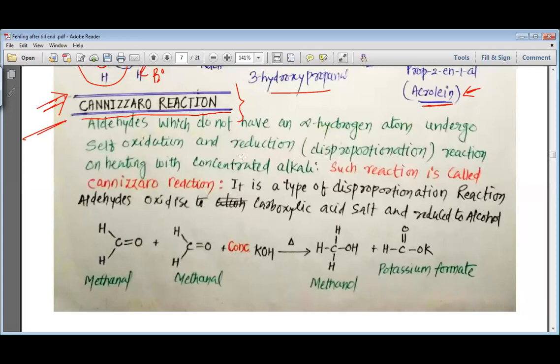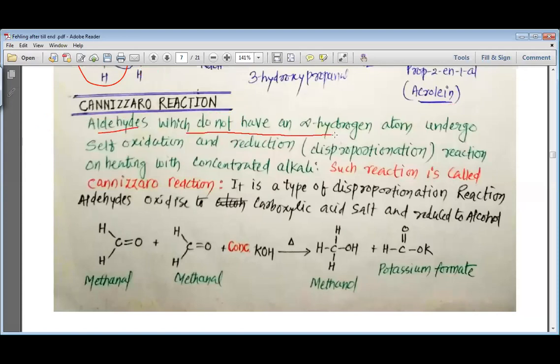Please reply. Nothing to ask. Okay. Thank you for your response, and I would like all of you to respond this way, my dear students. Let's move forward and try to understand the Cannizzaro reaction.